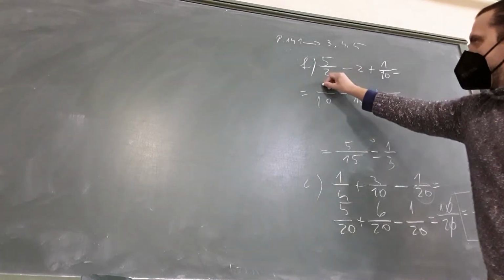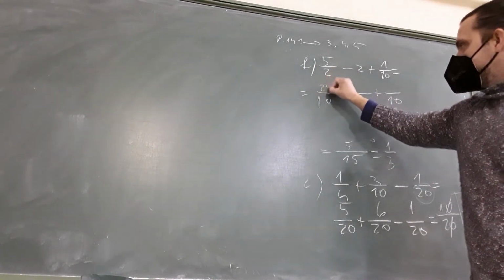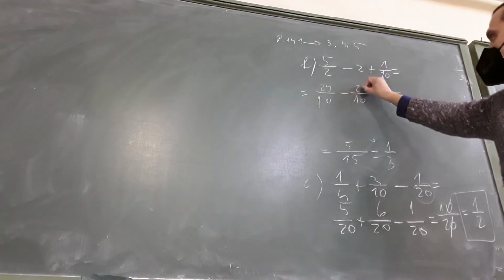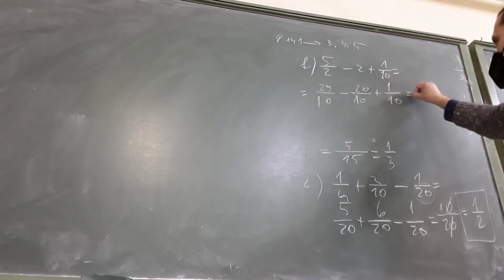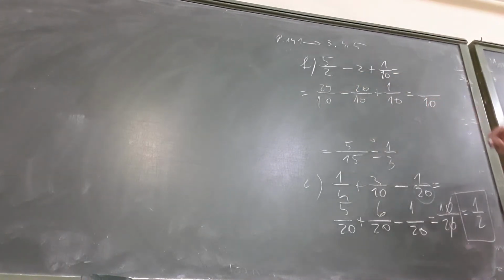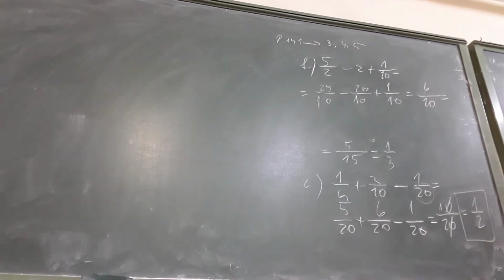Number 10. Then number here, 25. 20 on 1. Then denominator 10 and numerator 6. Is this right? Yes. And then one more step. Simplification.